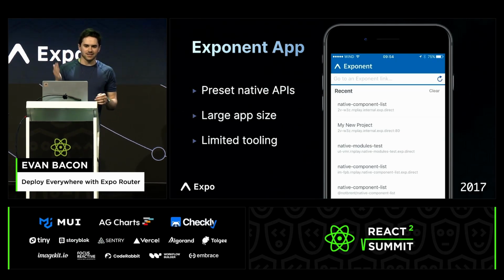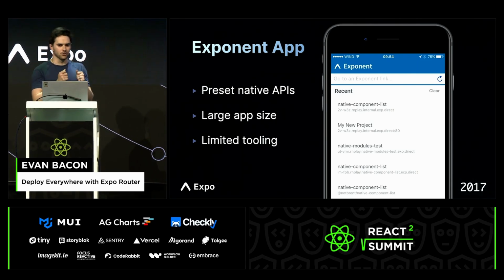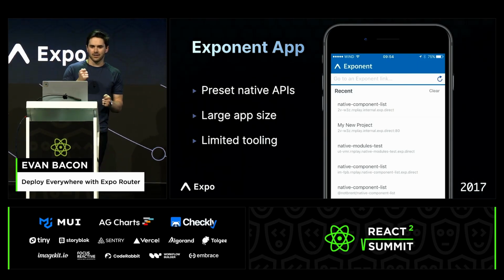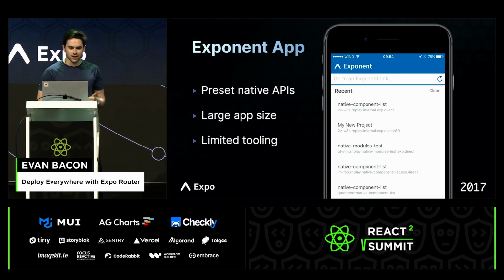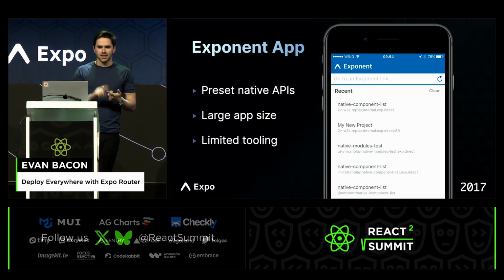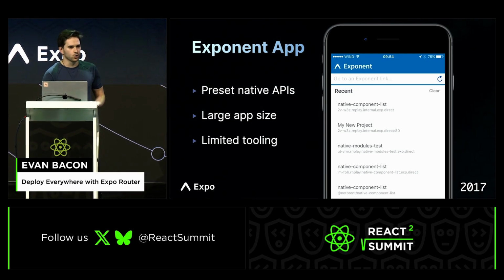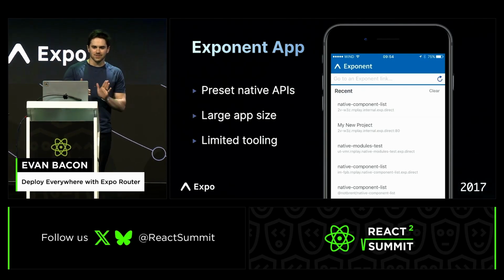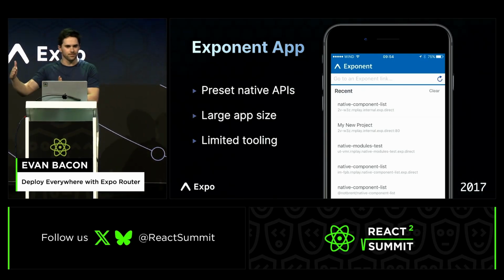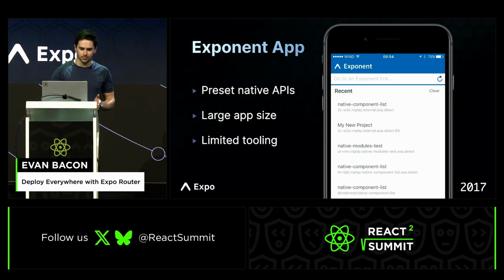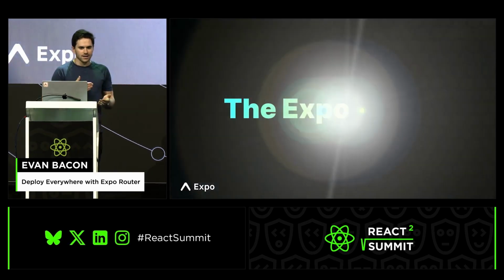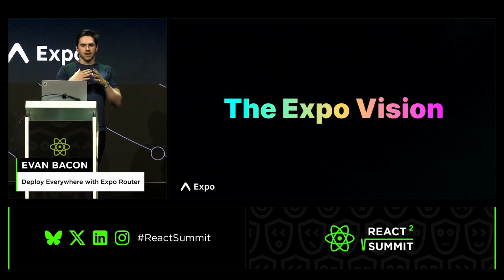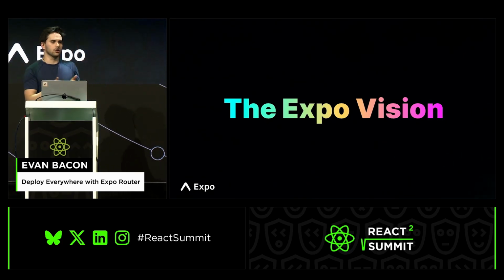Exponent pioneered tech like scanning a QR code to instantly launch a native app, but there were some limitations. You needed to eject to add custom native code, the binaries were very large, and the tooling was very limited. So while it was at the forefront of app distribution, there were still a number of ways it could improve. Exponent was essentially a prototype of what software should look and feel like.